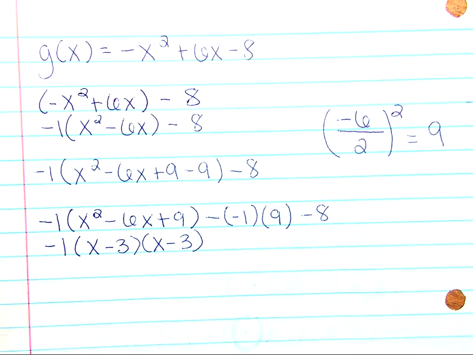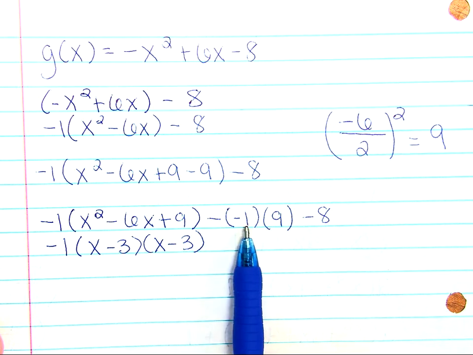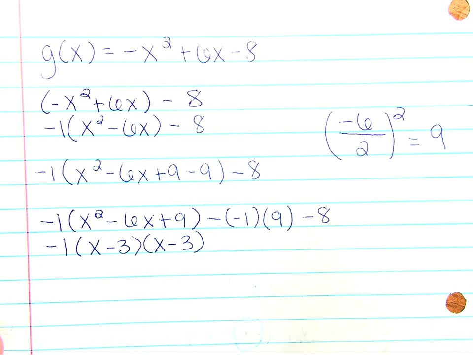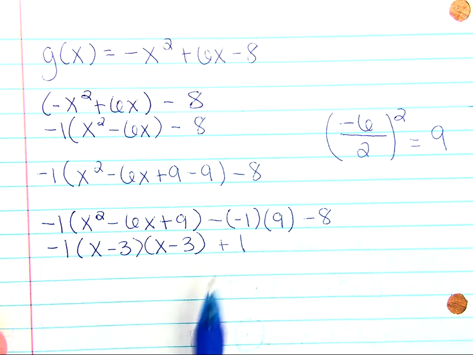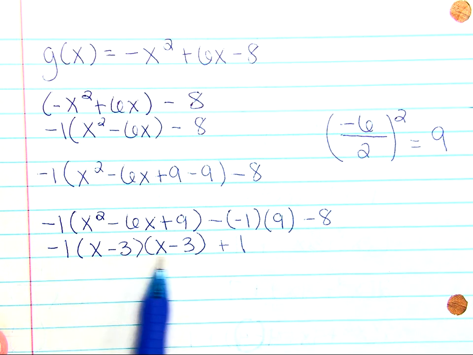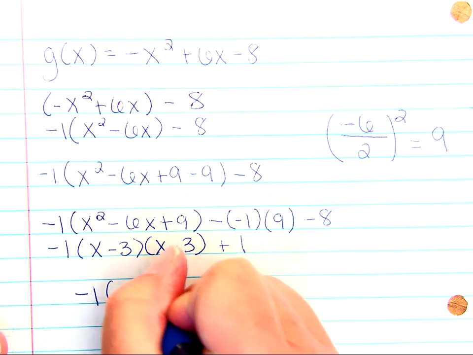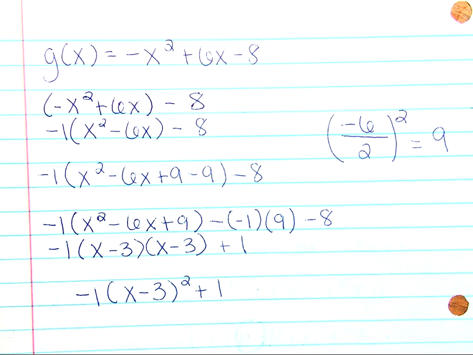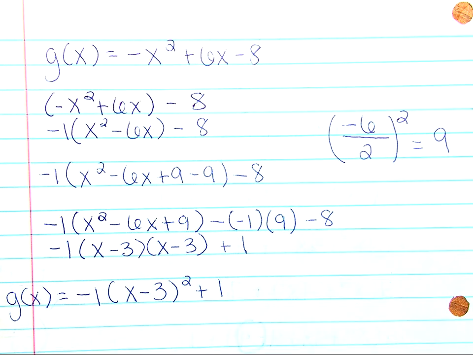Then I go ahead and simplify this right here. So we've got negative times negative 1 times 9. So that's positive 9 minus 8. That should simplify to plus 1. I'm getting closer. Here's my number added at the end. Here's my a. I need to write this so it is a perfect square. So there would be my g of x written in standard form.